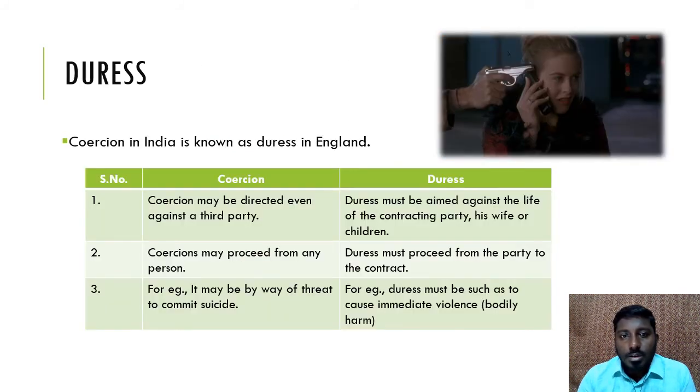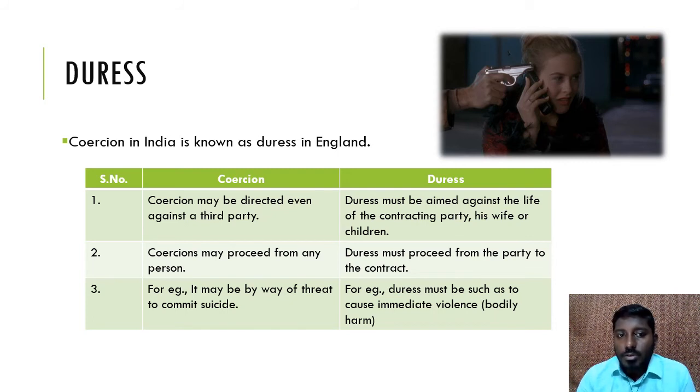Duress is actually what we call coercion in India; it is named duress in England, according to English law. So there are some differences between coercion and duress. Coercion may be directed even against a third party, as we have understood, but duress must be aimed against the particular party, his wife or children. Coercion may proceed from any person, even a third party, but duress must proceed from the party to the contract, maybe the promisor or the promisee.